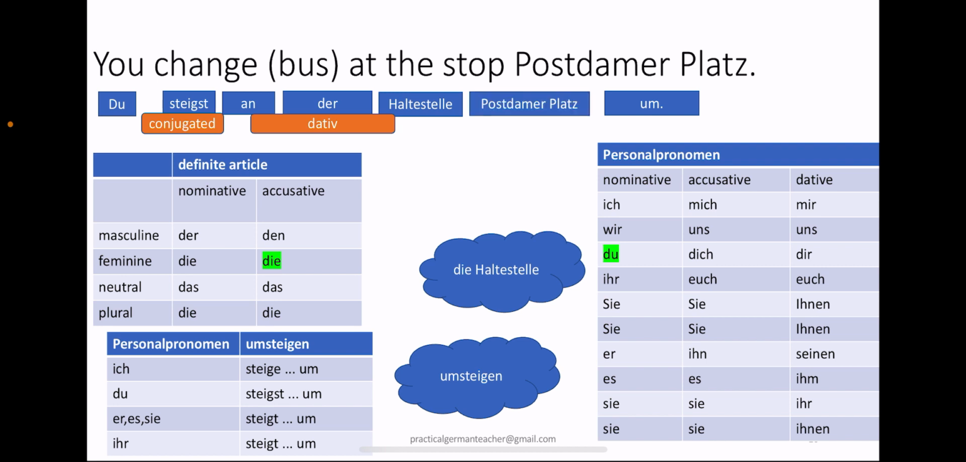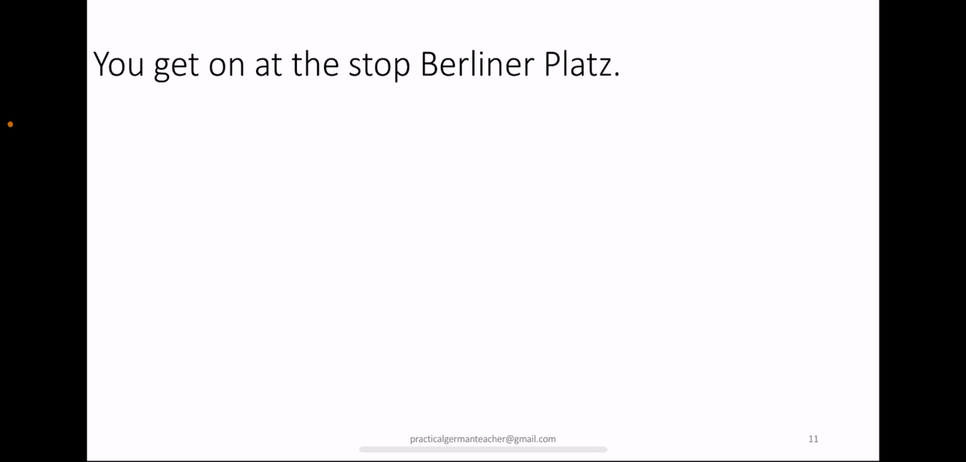And then you can add the name of the Haltestelle, that is Potsdamer Platz. So the complete sentence, I will read it again: Du steigst an der Haltestelle Potsdamer Platz ein. Then you get on at the stop Potsdamer Platz.